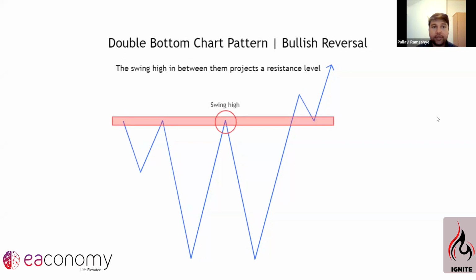Perfect. So the next criteria that we're looking for is the swing high to be in between the two swing lows. And this essentially projects the resistance level, okay? So as you can see here, this point here, that's the swing high between the two swing lows. And this provides our resistance point level, okay?